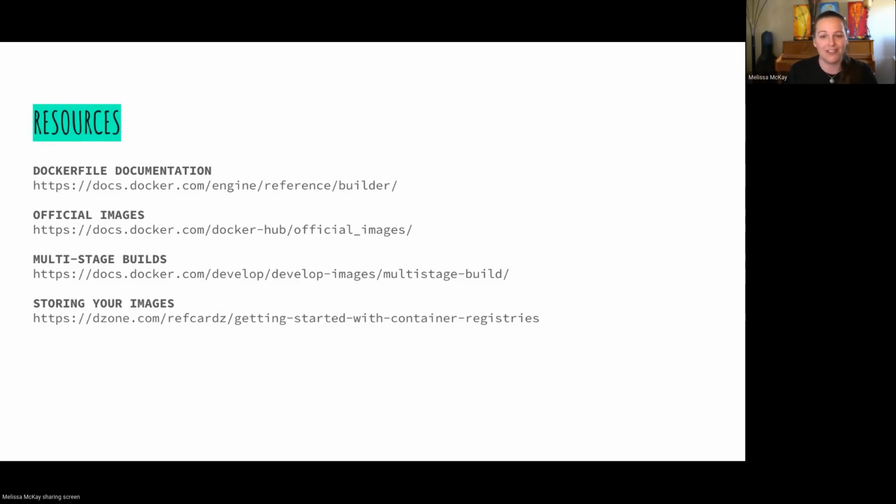The Dockerfile documentation, official images, information about multi-stage builds, and also you're going to need to store these images somewhere. So I do have a ref card out on DZone that just talks about considerations to make when you're choosing a container registry.